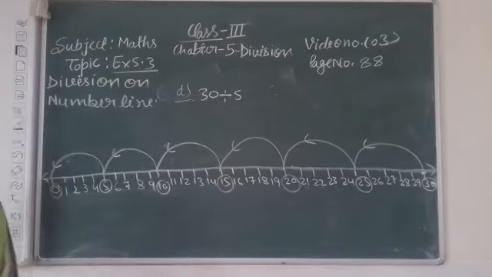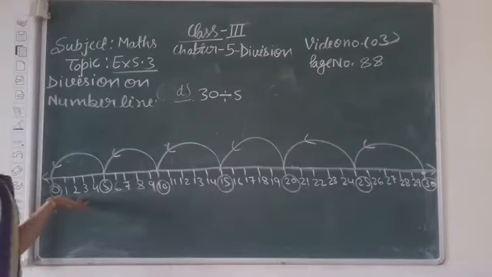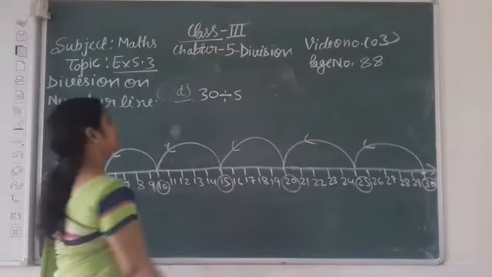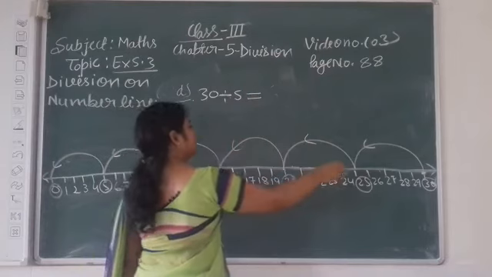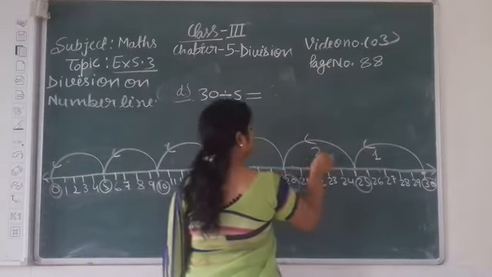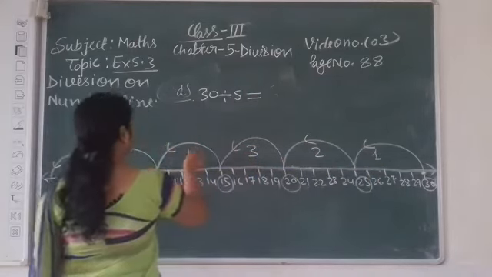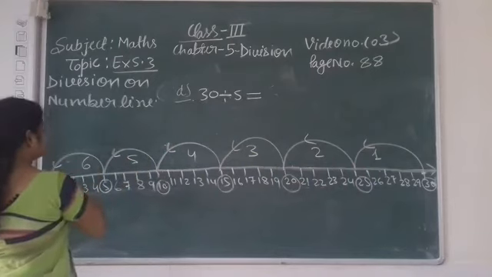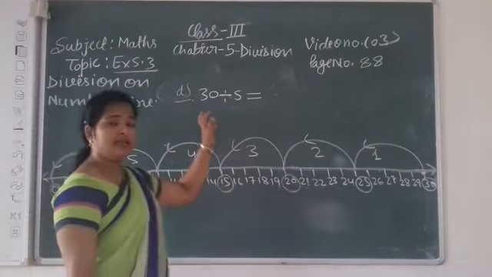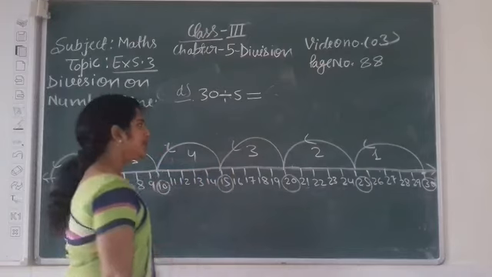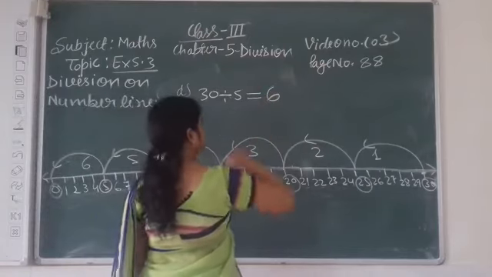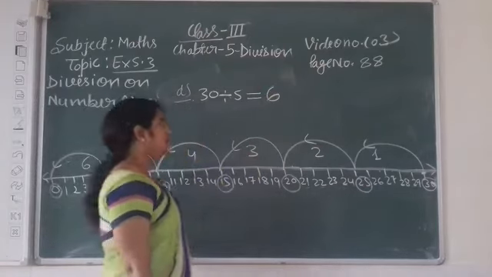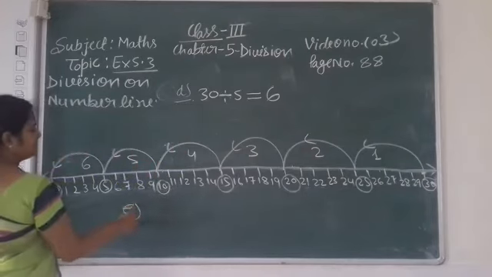Now you should count in how many jumps you reach 0. So this is first, second, third, fourth, fifth and sixth. So we will get the answer by the number of jumps. This is 6.